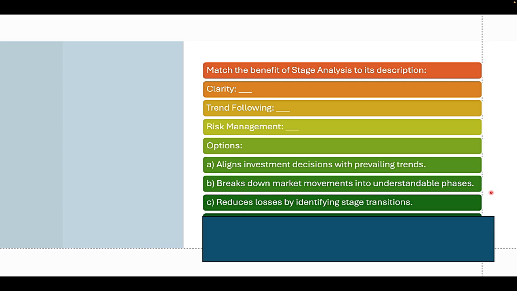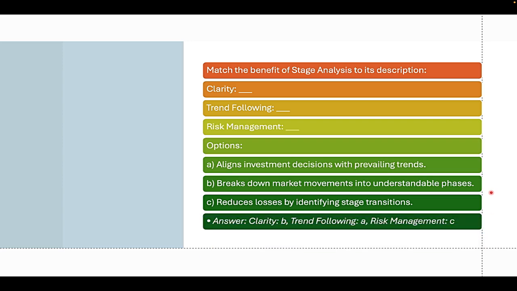So now, what is clarity? You have to match here: clarity, trend following, and risk management. The first option is aligns investment decisions with prevailing trends, the second breaks down market movements into understandable phases, and the third reduces losses by identifying stage transitions. Clarity is B, breaks down the market so it is understandable. Trend following is A, so when you follow the trend, you can align the decisions. And risk management is C, reduces the losses.